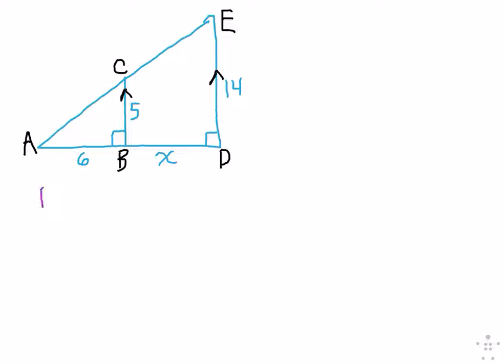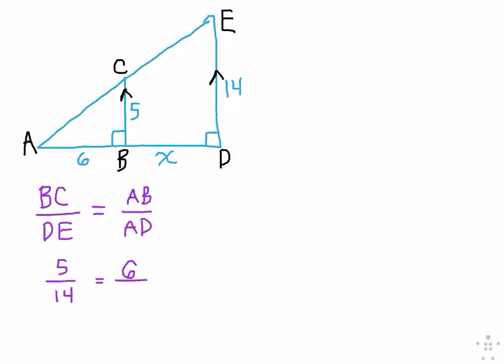So we have side BC corresponds to DE, and then we know that side AB corresponds to AD. So for BC, I'm going to replace these with the actual lengths of the sides, so that's 5, and then DE is 14. And then we have AB, which is 6. And then this entire bottom side would be 6 plus x. So now I can cross multiply.